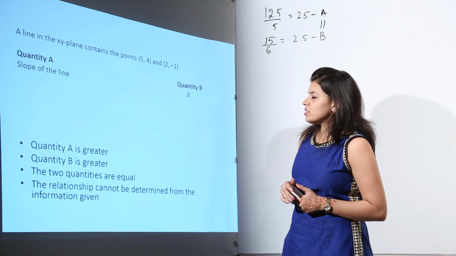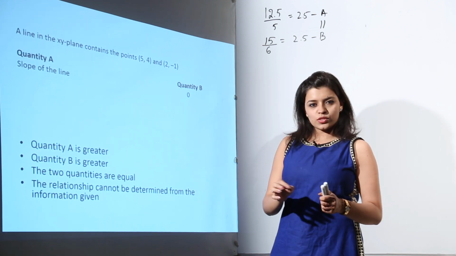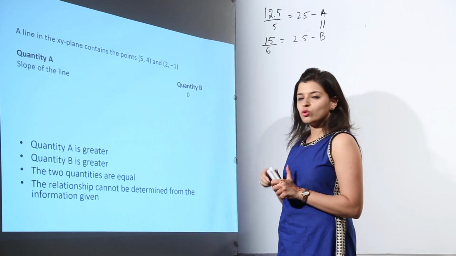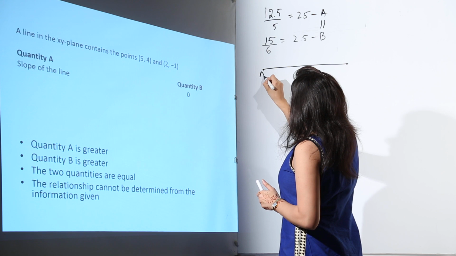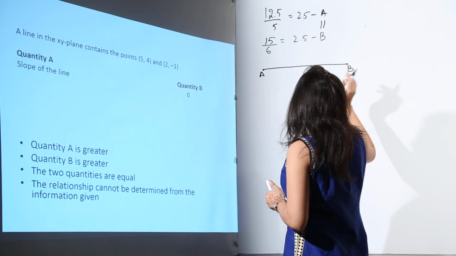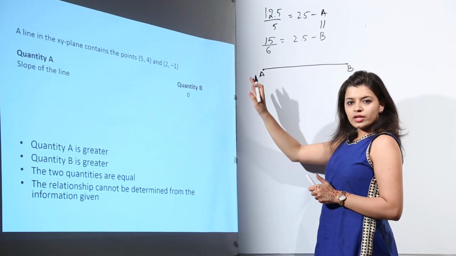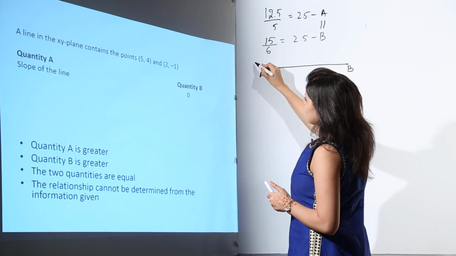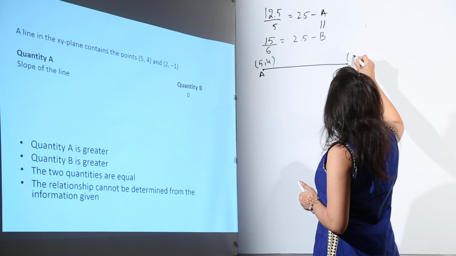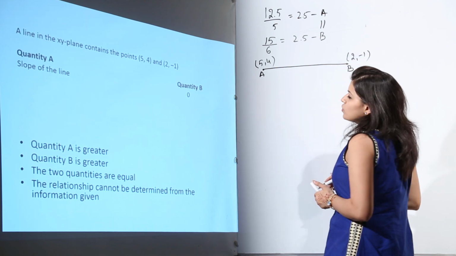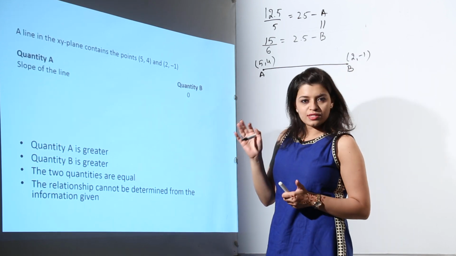Let's see another question. This question says that a line in the xy plane contains the following 2 points. We have a line in the xy plane, AB. Those are the 2 points, and we are given the coordinates of A and B. The coordinates of A are 5, 4 and the coordinates of B are 2, -1. So in quantity A, we have to find the slope of the line.